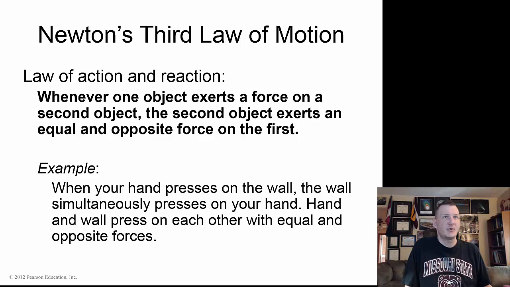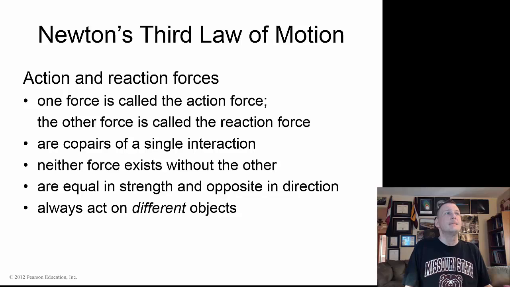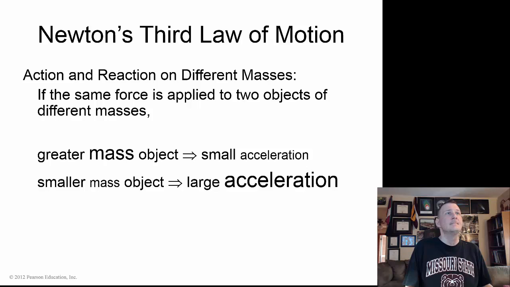So when you press your hand against a wall, the wall simultaneously presses your hand. The hand and wall press on each other with equal and opposite forces. One force is called the action force, the other force is called the reaction force. They are co-pairs of a single interaction. Neither force exists without the other, and they are equal in strength and opposite in direction, and they always act on different objects. So if the same force is applied to two objects of different masses, the greater mass object will have a small acceleration. The smaller mass object will have a large acceleration.